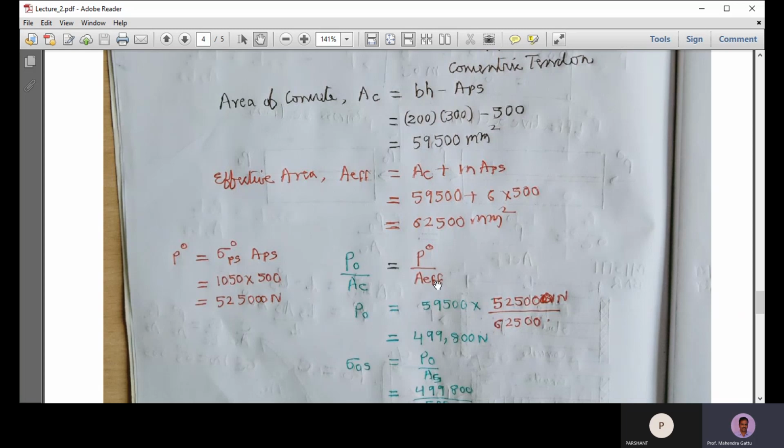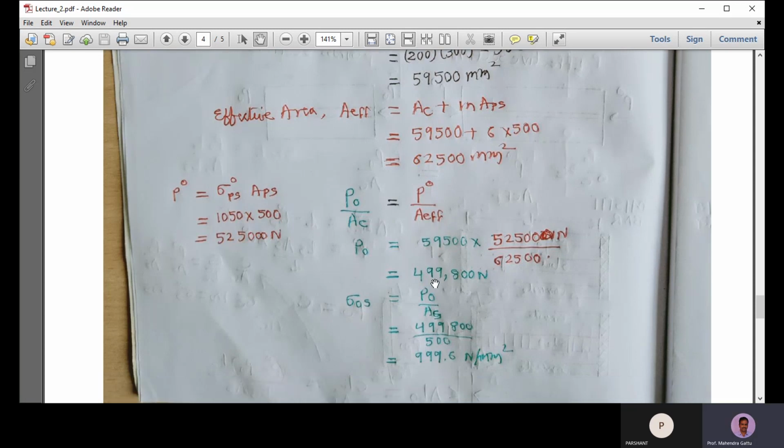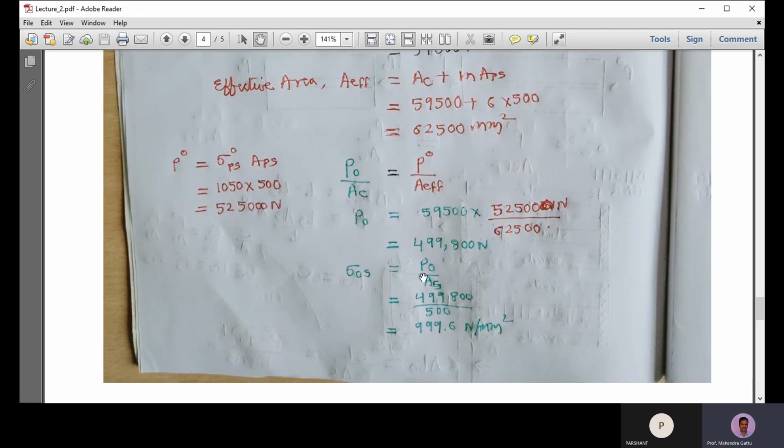So we can use our relation for the force after transfer. So force after transfer by area of concrete is equal to force before transfer, that is the hydraulic jack force, by the effective area. So we have already found out Ac, P naught, and A effective. So we can just substitute those values here, and we get 499.8 kilonewton. And if we divide this P by area of steel, we get the final stress in the steel. So sigma naught s is equal to P by area of steel. So we're getting 999.6 Newton per millimeter square.